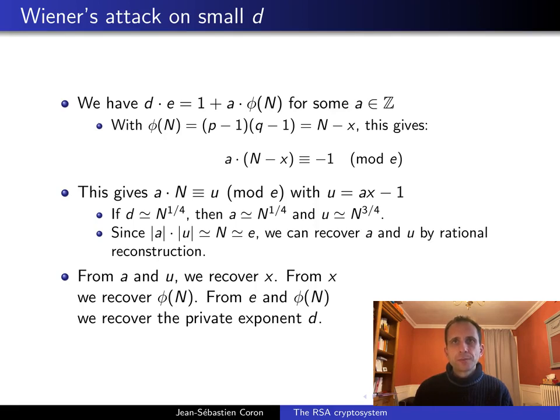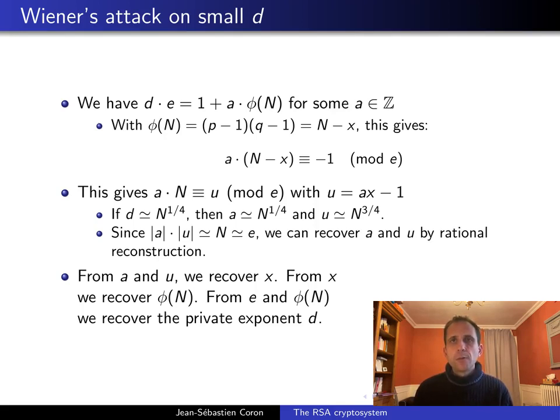And so we see that this gives us an instance of the rational reconstruction problem, because we can write this as a times n is congruent to u, where u is equal to a times x minus 1. And so we know the modulus n, of course, and we know the public exponent e. So we can apply the rational reconstruction algorithm, based on the extended Euclidean algorithm.